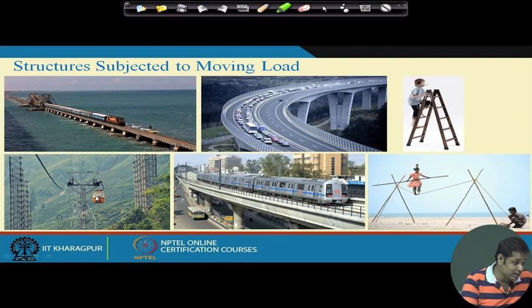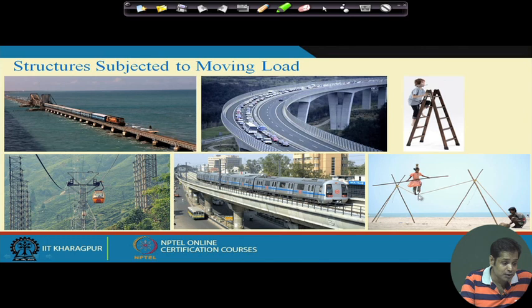Same here, it is a ropeway, and the ropeway is moving, and the supporting structure of the ropeway is subjected to a load which is not fixed in its position, which changes its position with time. In fact, when we climb a stair or a ladder, that is also a moving load. If we consider the ladder a structure, then our weight is the load applied on the structure, and as we climb, the position of this load is also changing. These are typical examples, many of you have seen this.